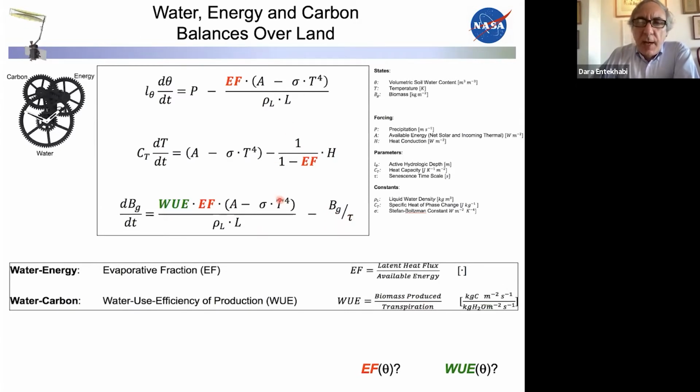So these are the three cycles, and they're linked together through these functions, the evaporative fraction and the water use efficiency. Now, these depend on the state variables like soil moisture as well as temperature. And the question is, how are they linked? And how do different models make them link together? So again, this is just a three-equation version of what is thousands of lines of code in an Earth system model.